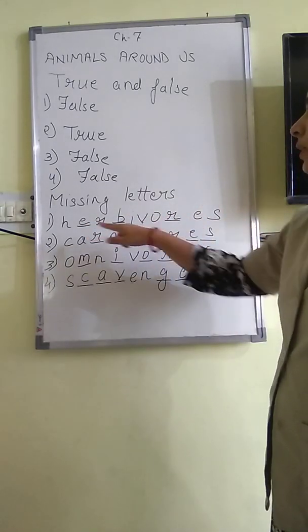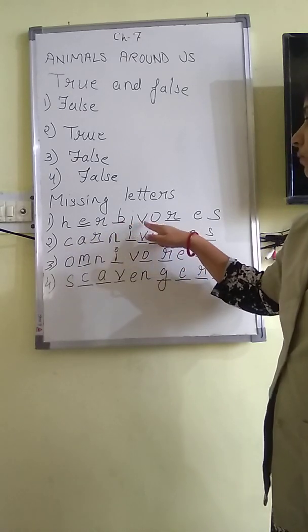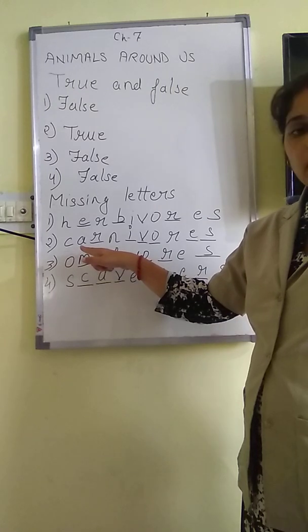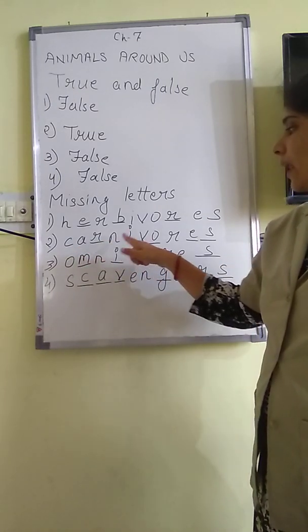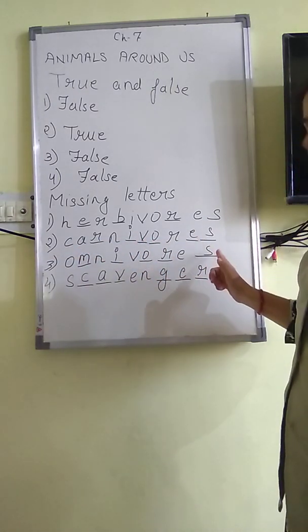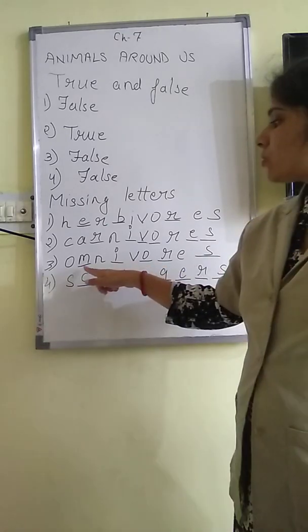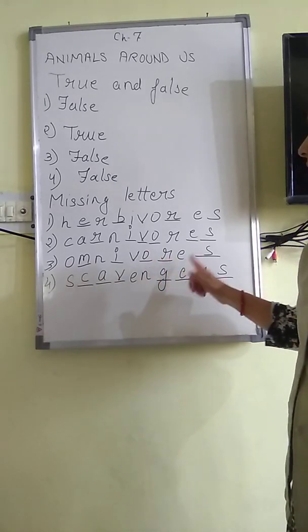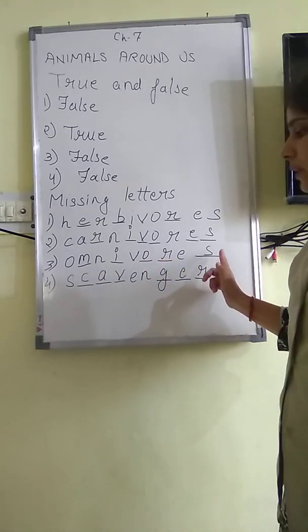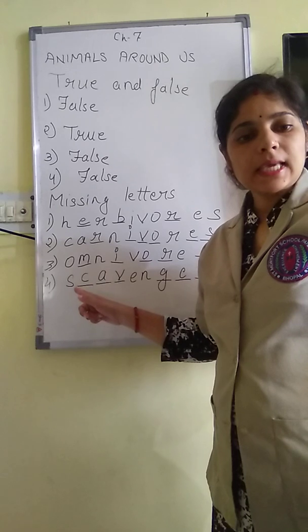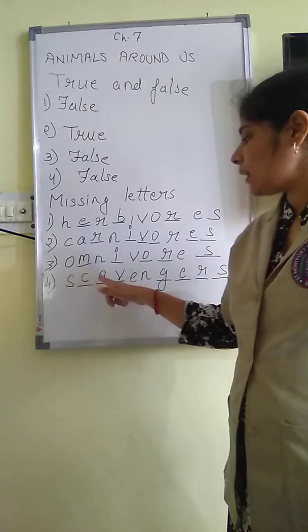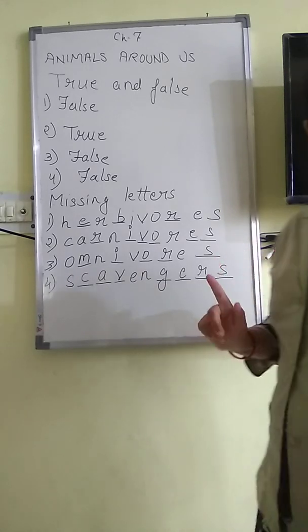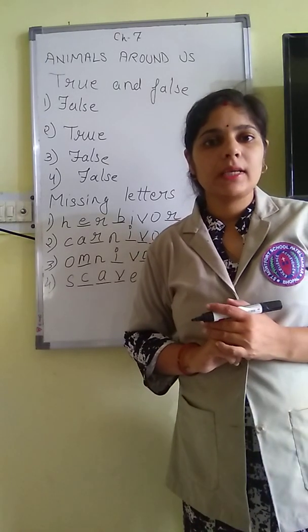So your first word was herbivores. I am reading it out. H-E-R-B-I-V-O-R-E-S, herbivores. Second one is your carnivores. C-A-R-N-I-V-O-R-E-S, carnivores. Third one is your omnivores. O-M-N-I-V-O-R-E-S, omnivores. And the last one is your scavengers. It is S-C-A-V-E-N-G-E-R-S. So students, here we are completing our exercise.